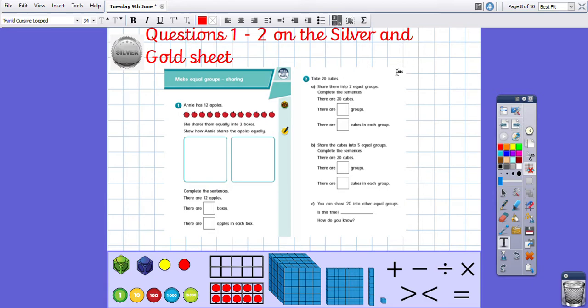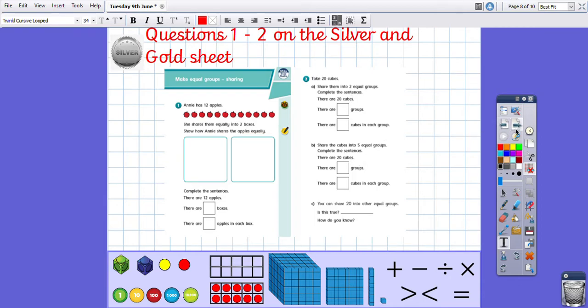Silver, you are doing questions 1 and 2 on the silver and gold sheet. They're quite long questions, so give them a go. This one's about Annie and her apples and sharing them. And then it says take 20 cubes. You could use Lego pieces if you've got Lego pieces, or marbles, or anything you've got at home if you want to do it practically. That is fine. You could always just draw as well.